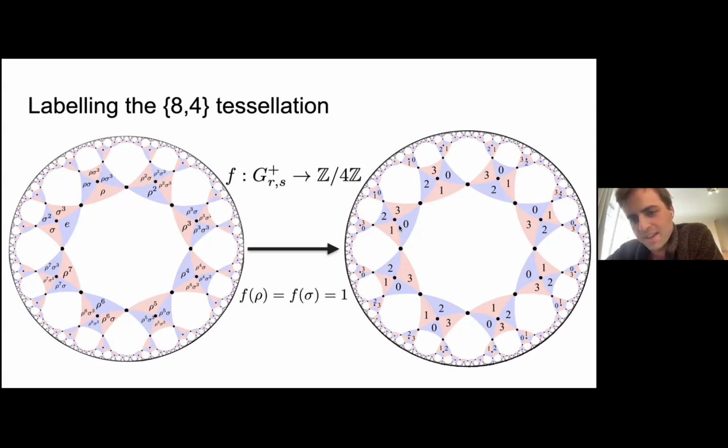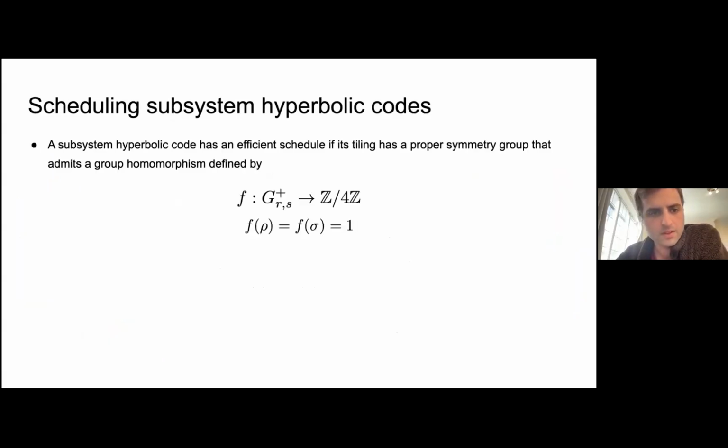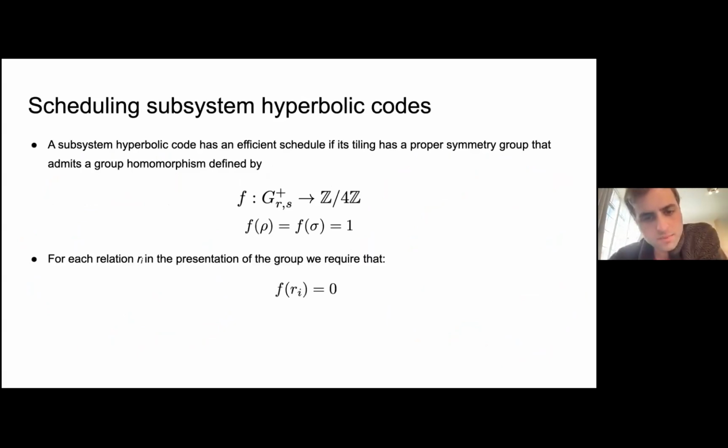So let's say we have a schedule for any triangle operator labeled 0 in the subsystem surface code. We can use exactly the same schedule for the triangle operator labeled 0 in this subsystem hyperbolic surface code. And so although we don't have translation invariance, we can use the symmetry of the lattice to schedule efficiently. That means we only need a depth 4 circuit to measure the stabilizers of the code. So the subsystem hyperbolic code has an efficient schedule if the proper symmetry group admits this group homomorphism.